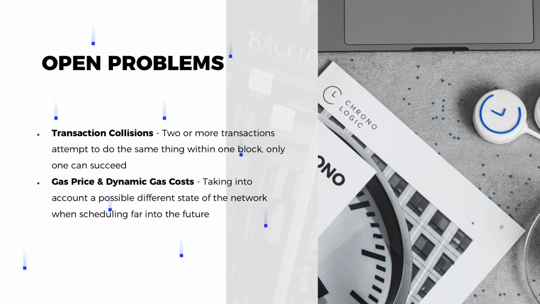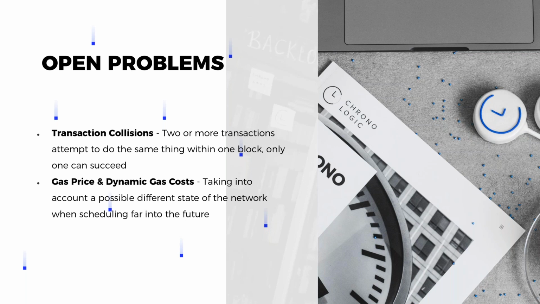So finally, I would love to speak about the open problems which we've been trying to deal with so far with building the Alarm Clock and the Chronos protocol itself. The first is transaction collision. We've been mentioning collision, claiming collision, execution collision. This is the core of the collisions.